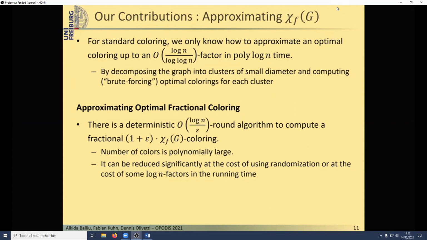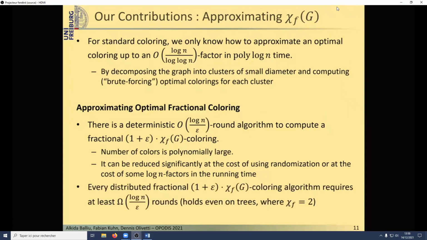The number of colors is also polynomially large here, so you need quite a lot of colors. Also here it can be reduced significantly by using randomization, or by introducing some additional log factors in the running time. And we also show that this result is tight. Even on trees, the fractional chromatic number is 2, right? The chromatic number is 2. And computing a 2 plus epsilon fractional coloring on trees needs log n over epsilon rounds. Okay, so that's about the contribution.